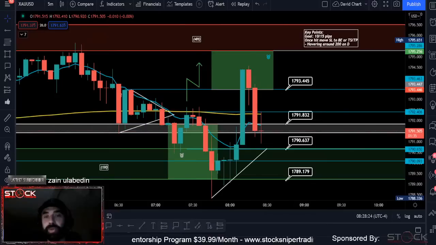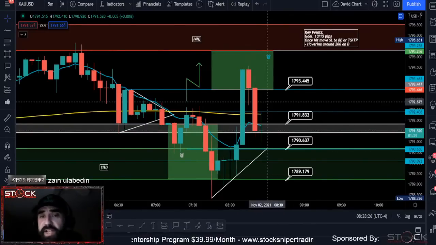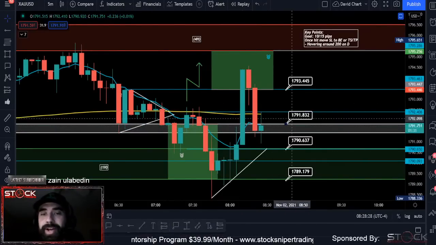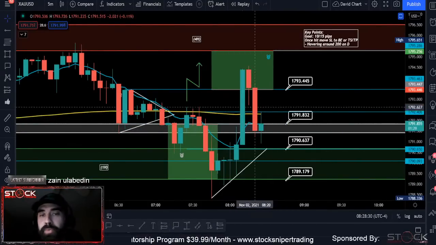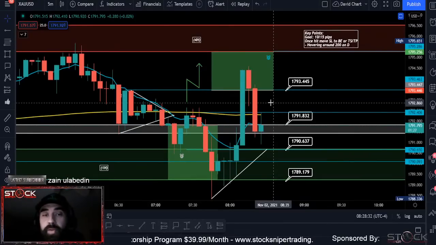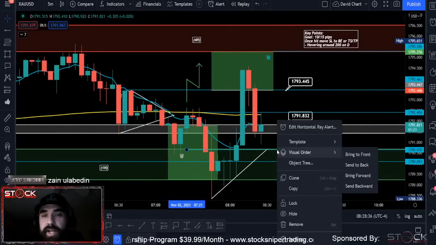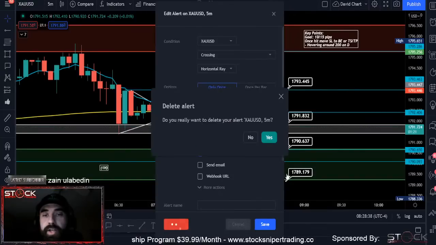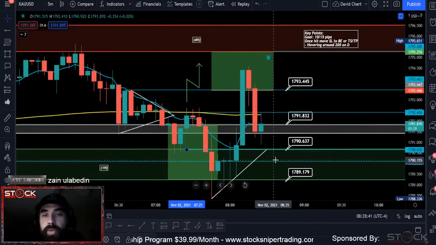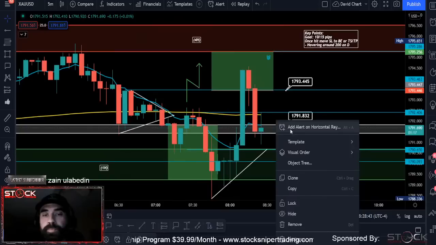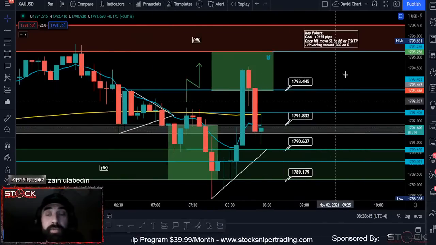Hey guys, what's going on? Okay, so you can see clear as day, gold is in that similar area to 1791. It's pushing and pulling. I told you before I'm staying away from it. I have alarms set, so when these alarms go off, I'm gonna edit this one. It's kind of close. I'm gonna delete it actually, and we'll add one a little bit lower. These will go off. I'm gonna go away from gold.